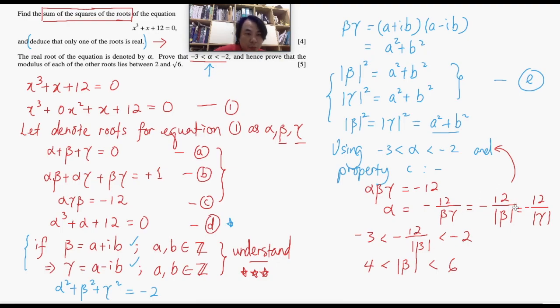Okay, and then here I'm also going to correct this. This one should be squared now. Yeah, I think I forgot that. Okay, this is squared. So this is actually a square. Yeah. All right. Luckily, I spotted the error. And then from there, we can conclude that the modulus of one of the roots must be between 2 and root 6. Now, we can also say that the root gamma is also lying between 2 and root 6.